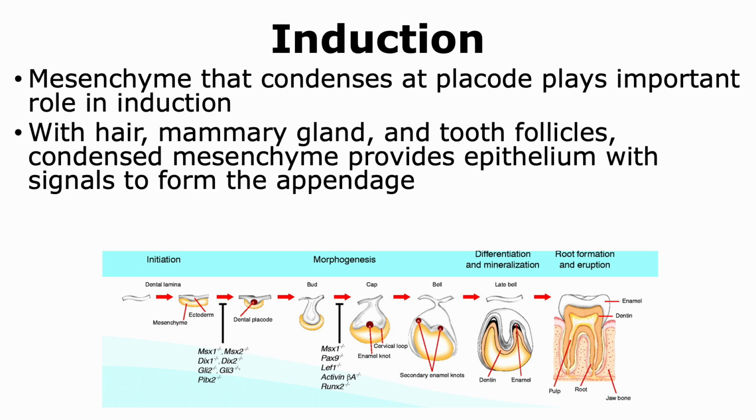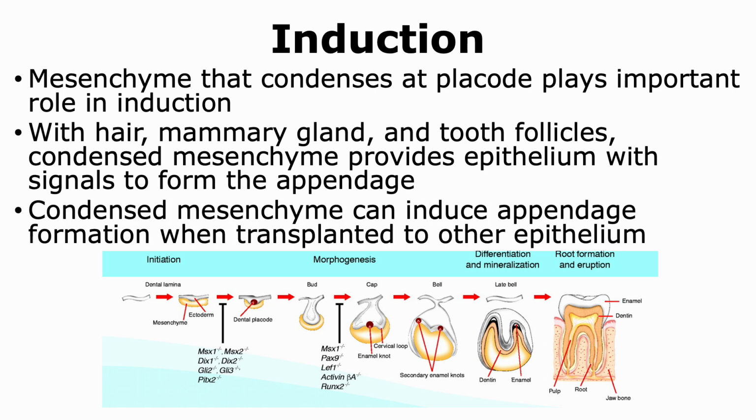So in the case of some of the appendages like hair, mammary gland, and tooth follicles, the condensed mesenchyme actually provides the epithelium with the signals to form the appendages. So it is the mesenchyme that provides the inductive signals that make the epithelium undergo differentiation to form the actual appendage structures. The condensed mesenchyme can induce appendage formation when it is transplanted to other types of epithelium that normally would not form those appendages.